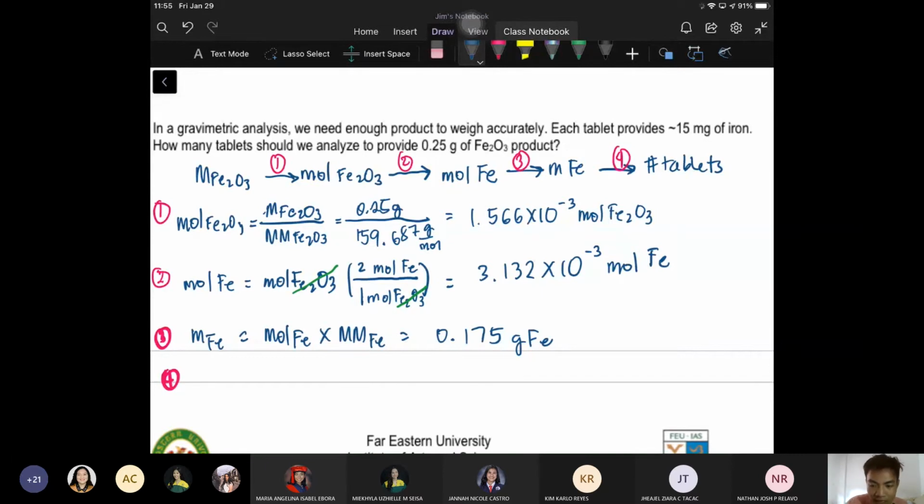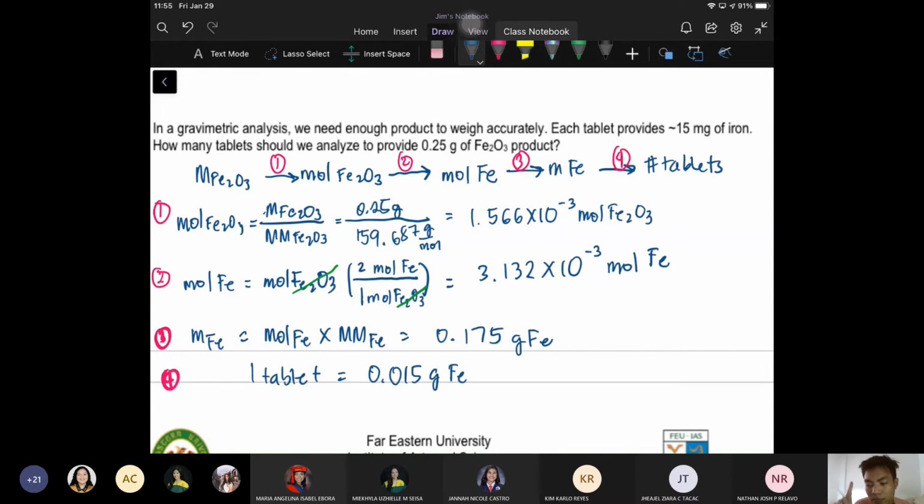Ano sabi sa second sentence ng problem? Each tablet provides about 15 milligrams of iron. So, ibig sabihin nun, 1 tablet equals 15 milligrams. No? Let's convert that to grams. So, that's 15 divided by 1,000. Okay, so that is 0.015 grams iron. So, itong last part, this is just ratio and proportion na.